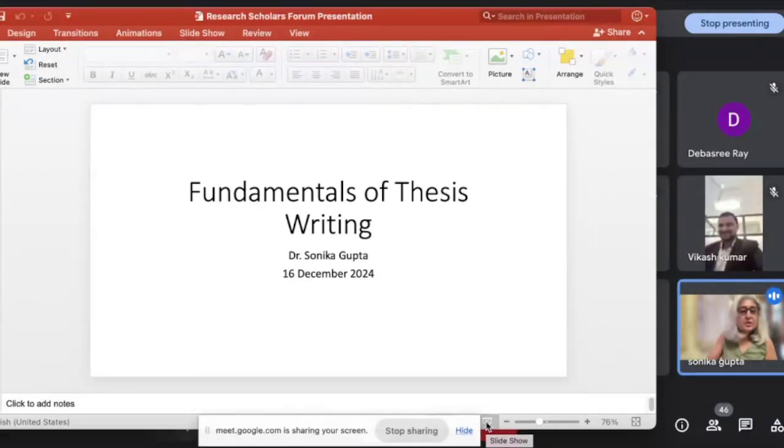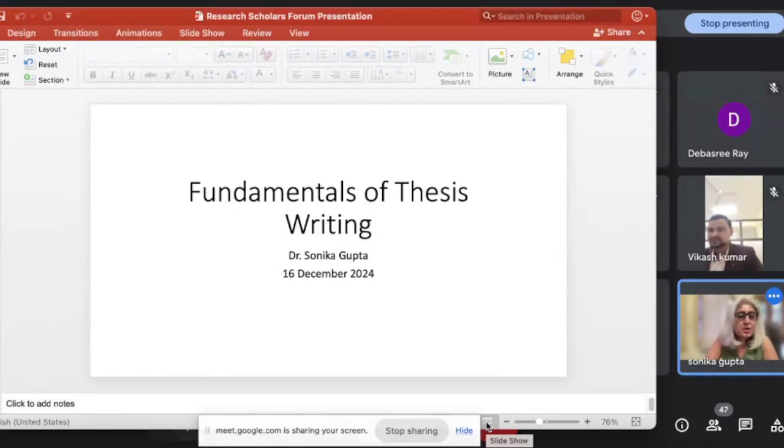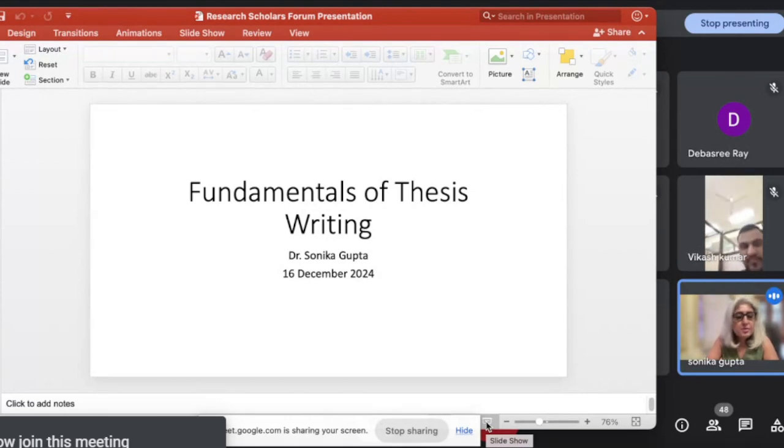When Vikash and I were deciding which topic to speak about, I realized that there are a number of speakers who have spoken about the more academic parts of how to do research. What is methodology? How do you do a critical analysis, etc. I thought it might be useful, given that this is a multidisciplinary group, to actually talk about the practical side of how to write a thesis.